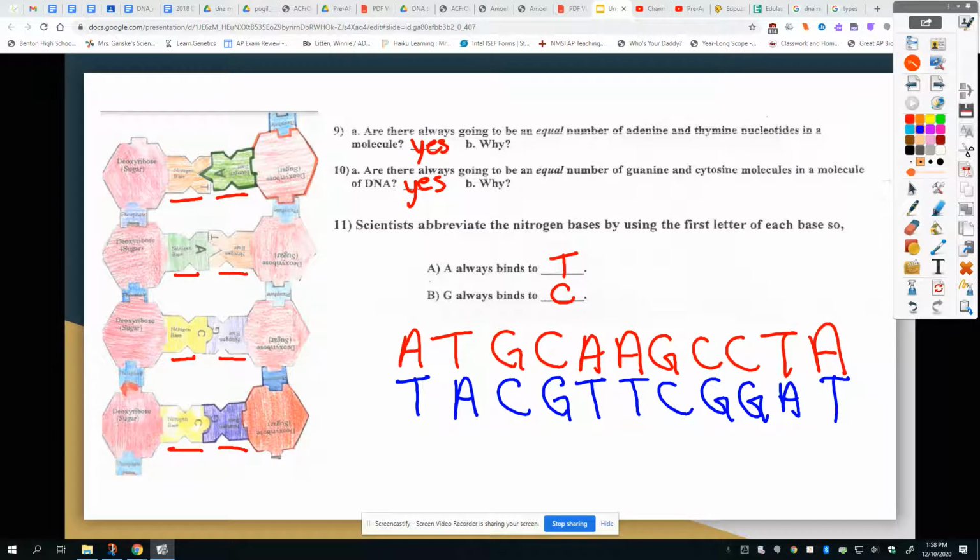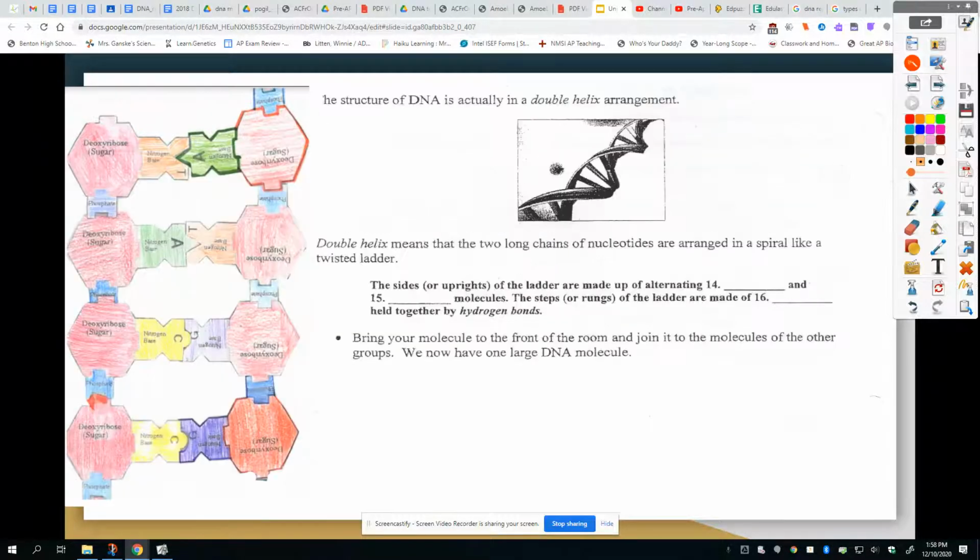So the blue is the complementary strand to the A, creating our double-stranded DNA molecule. Now remember, these are just the bases. They are attached to a sugar and a phosphate, every one of these, to make a nucleotide, but the order of the bases is what we look at when we're trying to figure out what it's coding for.